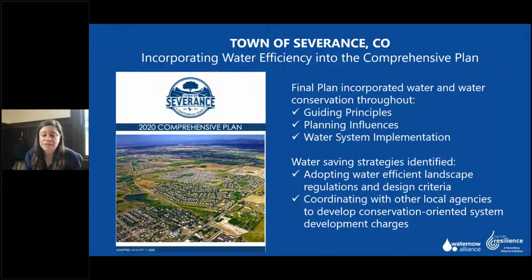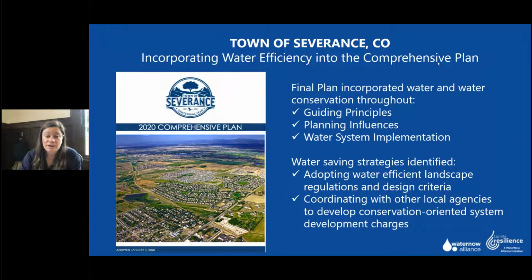So some of those water saving strategies, rather, that the plan identifies include efficient landscaping regulations and coordinating with that neighboring water district to create conservation-oriented system development charges. And again, overall, Severance's goal with the plan was to recognize that water and land use decision-making need to be integrated as a first step, and then to highlight the steps and strategies available to meet that integrated need and planning need into the future. So there's more information on Severance's project through Water Now's case study map, and the link is on the slide. But for now, we'll go to our next slide here.